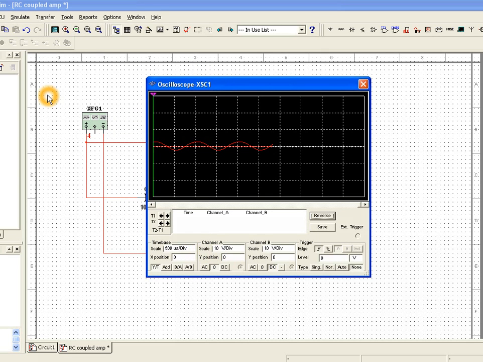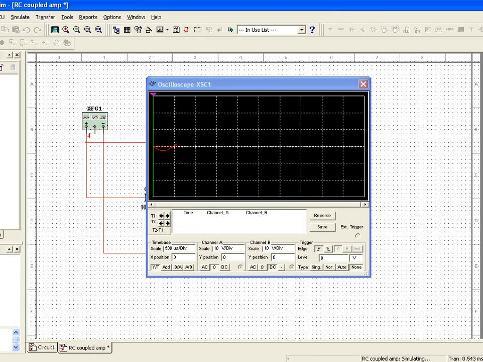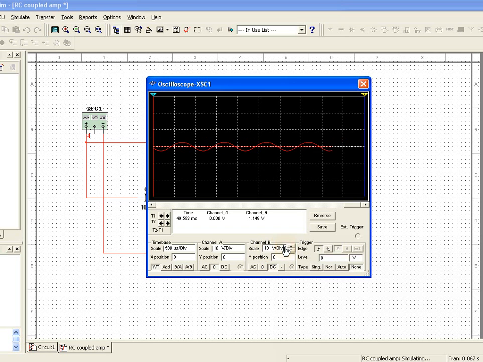To view the output, run the simulation. As we see, the input is amplified and the output is in volts.